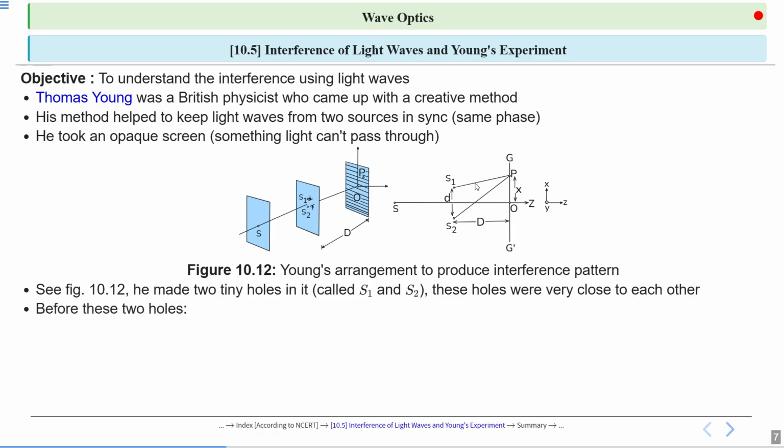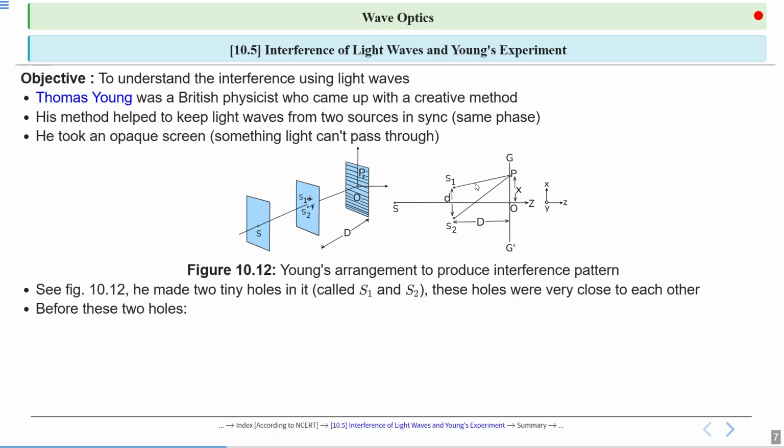Before these two holes, Young placed another pinhole labeled S with a bright light source behind it. He needed the light source to illuminate the slits and form the interference pattern. This initial pinhole ensured that light reaching S1 and S2 was coherent. A very thin beam of light emerges from S.